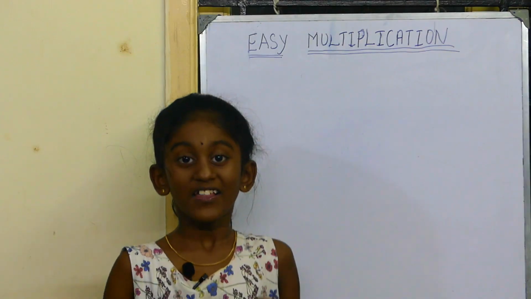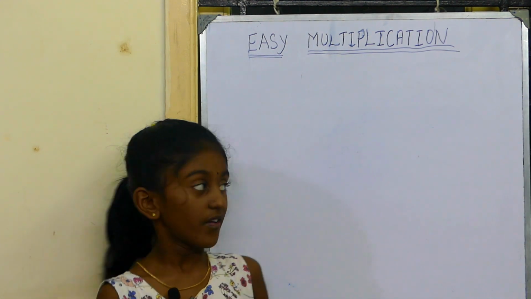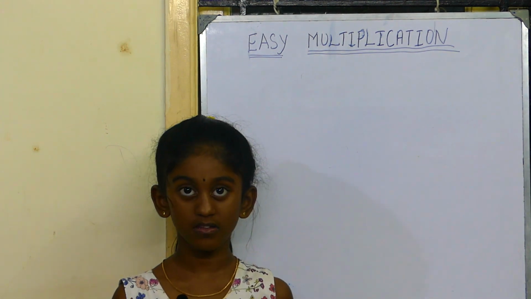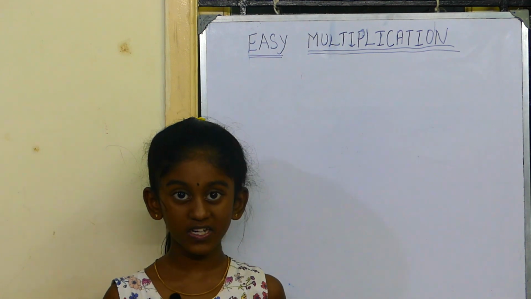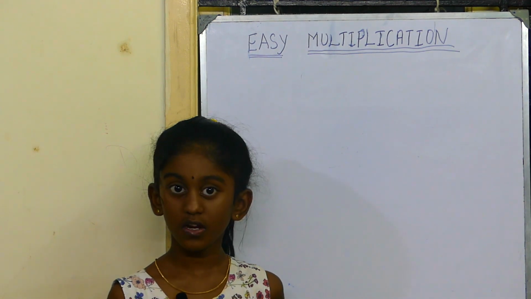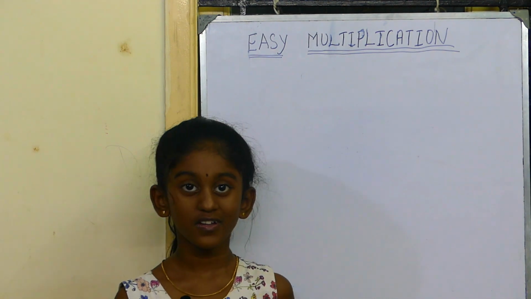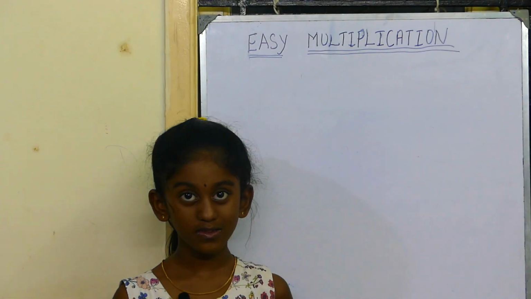Okay, today I'm going to tell some easy ways for multiplications. Let's have a look. This method is applicable in multiplication when the units place is 5 and the tens place is the same. For example, 15 into 15, 25 into 25, 35 into 35, like this. Okay, let's have a look.